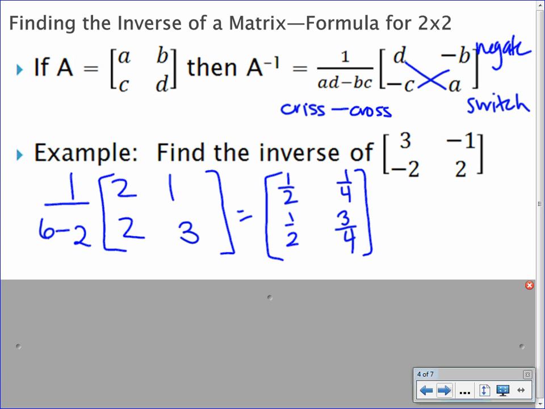So 3 times 1/2 plus -1 times 1/2, negative 1/2. Then 3 times 1/4, 3/4, plus -1 times 3/4, negative 3/4. Negative 2 times 1/2, negative 1, plus 2 times 1/2, 1. Negative 2 times 1/4 and 2 times 3/4, 6/4. That's too hard to simplify. Wow, that was incredible.